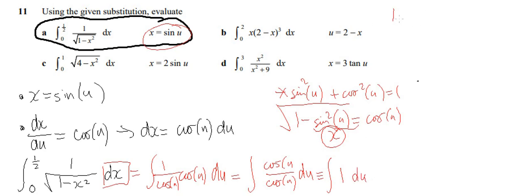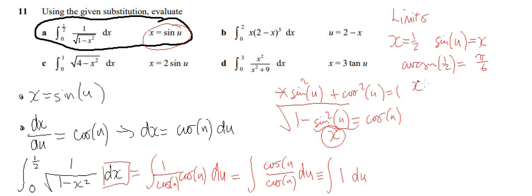Now remember, we need to change our limits, because our limits are in terms of x. So when x is equal to a half, sine of u equals a half. So we want u. So what are we going to do? Because that's equal to x, we're going to take arc sine. Okay, so arc sine of half is equal to pi over 6.